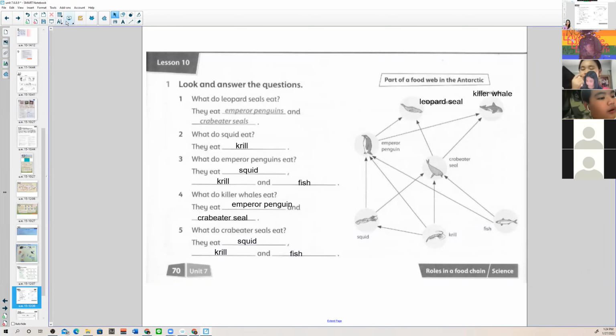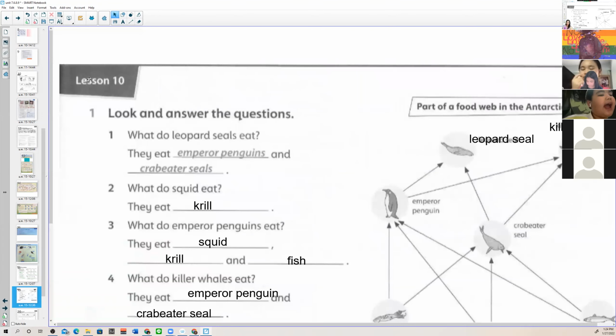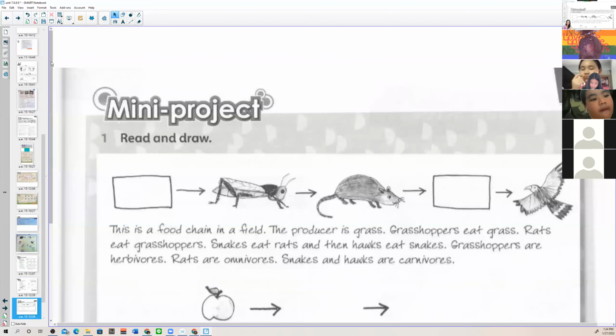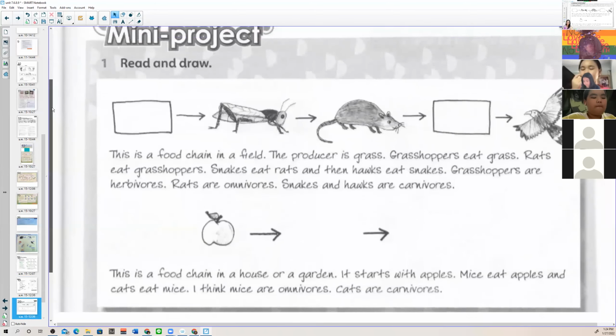Do you understand? Yes, not that hard, right? That's good to hear. Okay, we have come to the last lesson. This one is just a little mini project for you to read and then draw by yourself. It says this is a food chain in a field. The producer is grass. The grasshoppers eat grass. Rats eat grasshoppers. Snakes eat rats, and then hawks eat snakes.